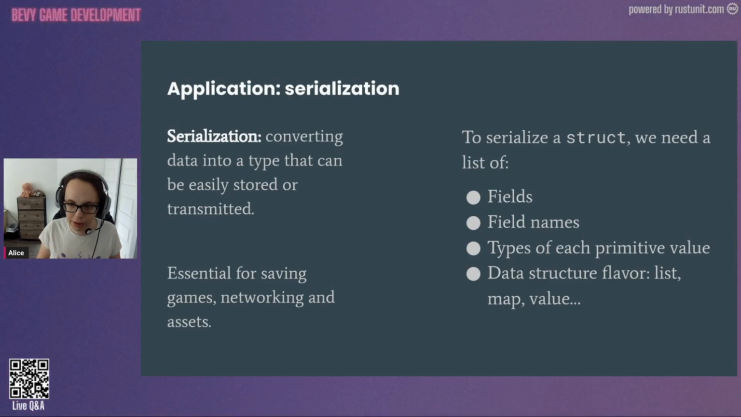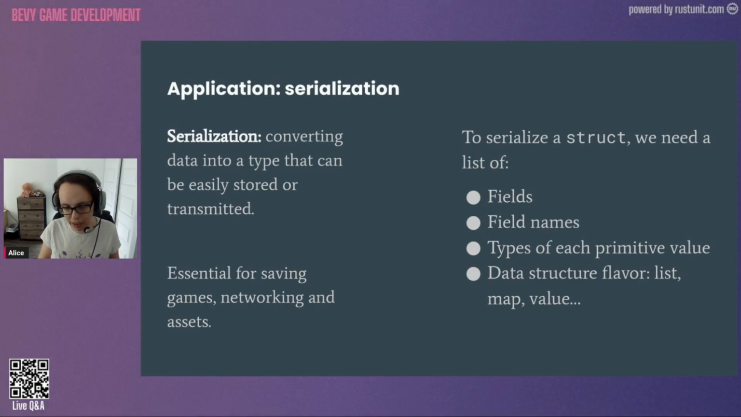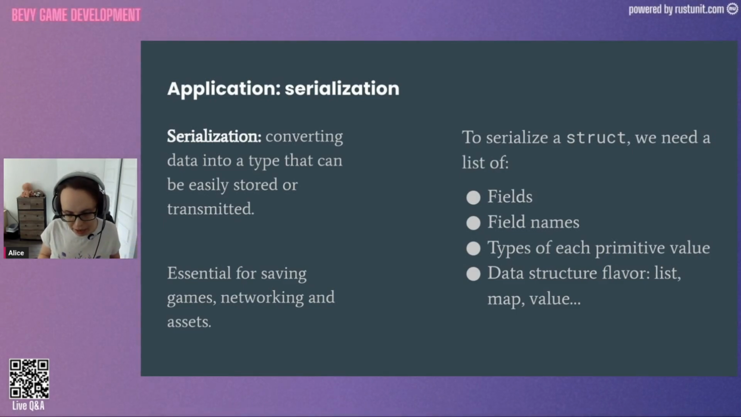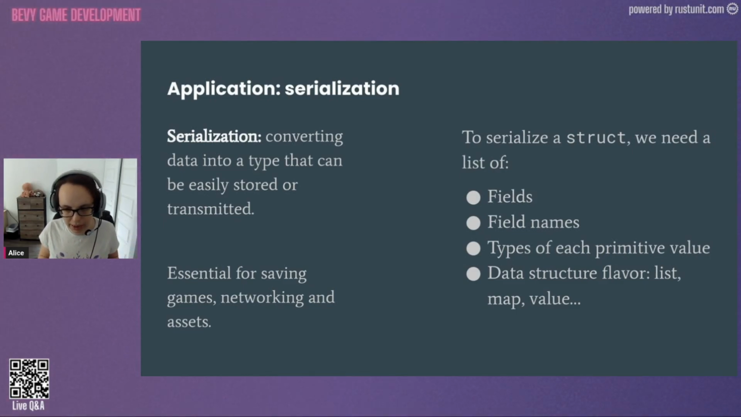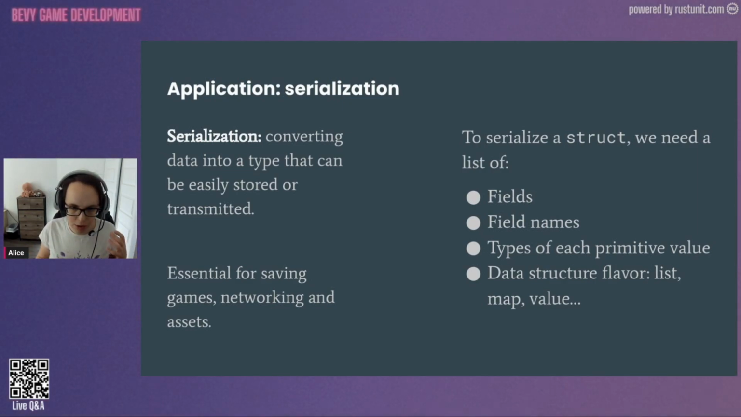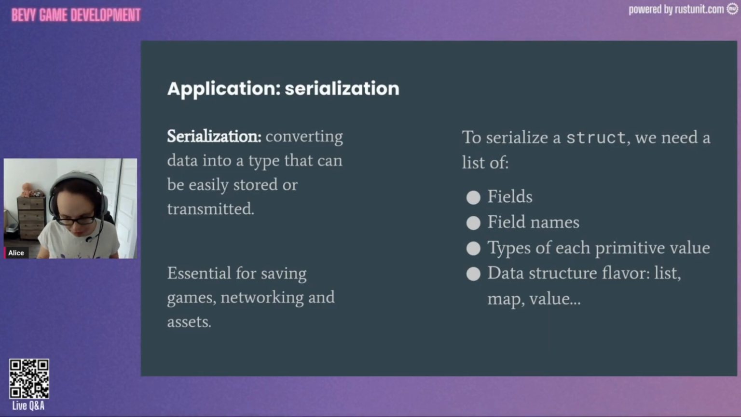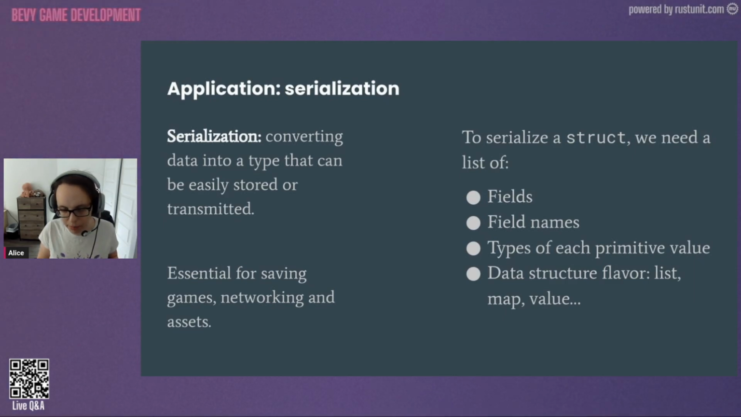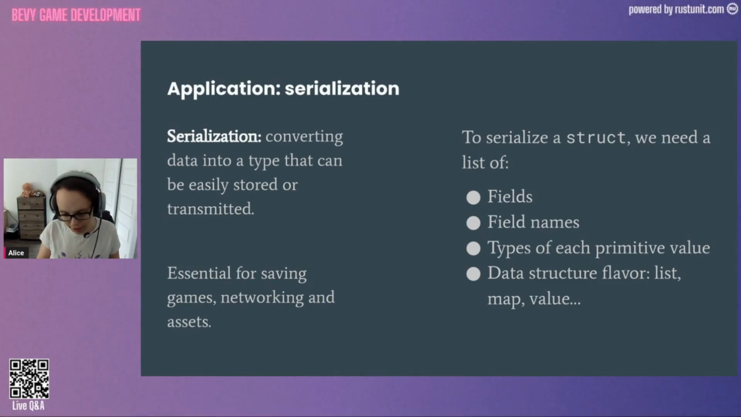And in order to serialize things, and especially to deserialize things, we need to understand what its shape is, what its fields are. You'll need to know the fields, the field names, the type of each primitive value, and some sort of representation that matches what JSON or RON wants, which is: is this list-like? Is this map-like? Is this value-like? And so Bevy Reflect by itself can be used entirely as a standalone serialization library. No Serde needed. And again, all of this information is generated through that derive macro of Reflect, which will go through and parse your fields and so on.